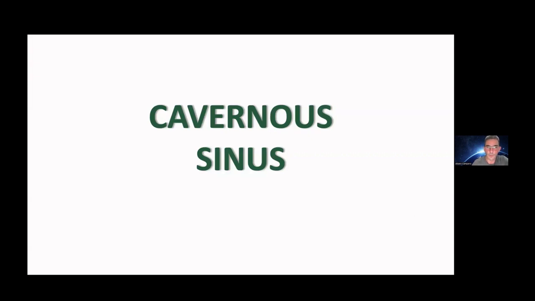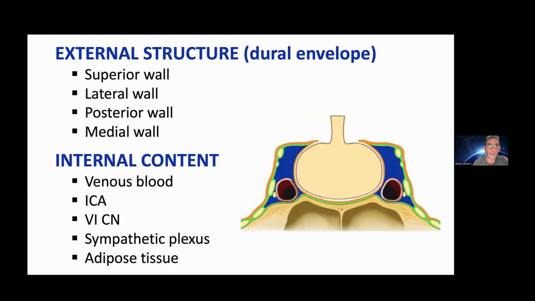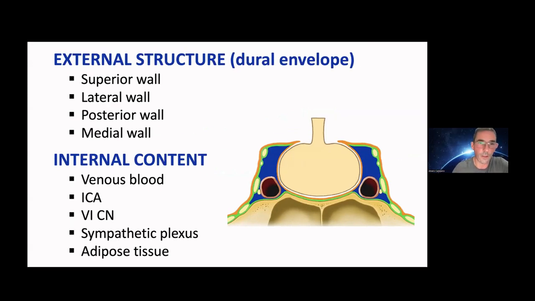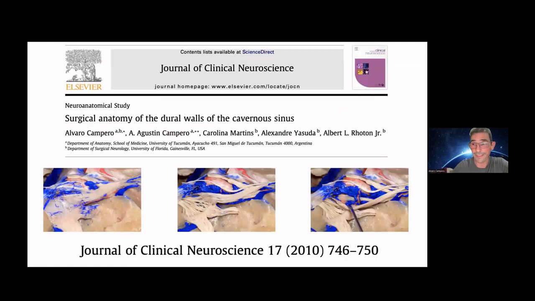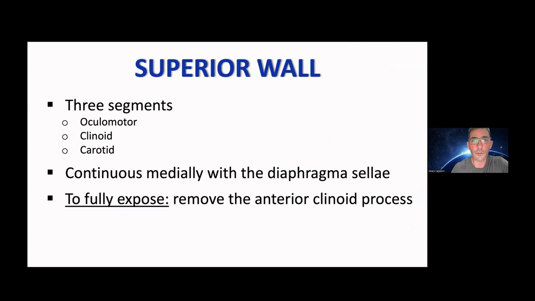Let's go to the cavernous sinus to finish this lecture. The cavernous sinus has an external structure, the dura envelope: superior wall, lateral wall, posterior wall, and medial wall. It also has internal content: venous blood, internal carotid artery, 6th cranial nerve, the sympathetic plexus, and also adipose tissue. But especially for the young neurosurgeon, to understand the cavernous sinus, we have to understand the dural walls of the cavernous sinus. In relation to the superior wall, we have to remember that it has 3 segments, oculomotor, clinoid, and carotid, continuous medially with the diaphragm that we already talked about.